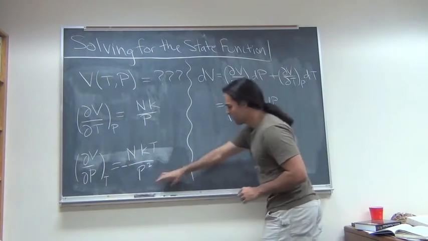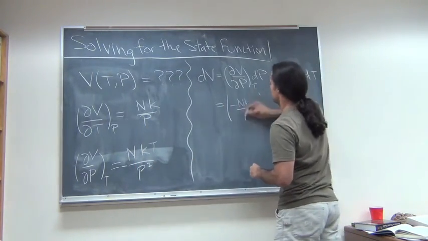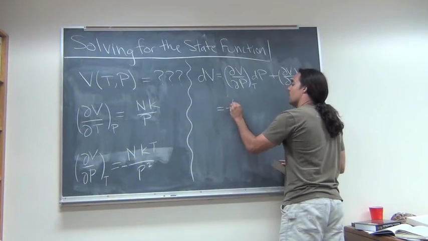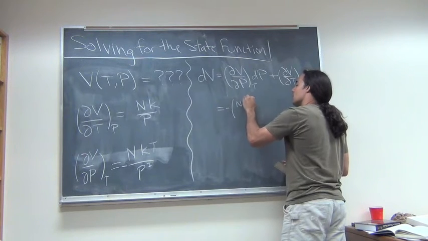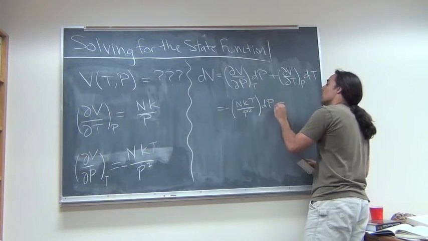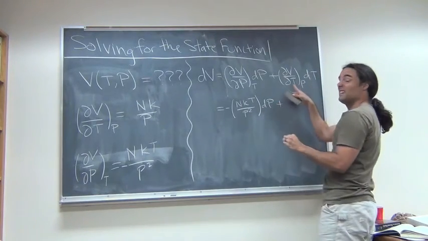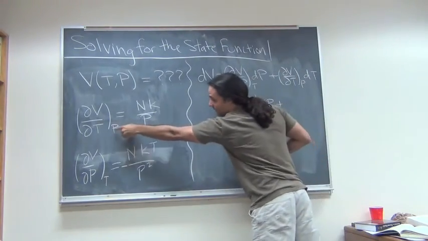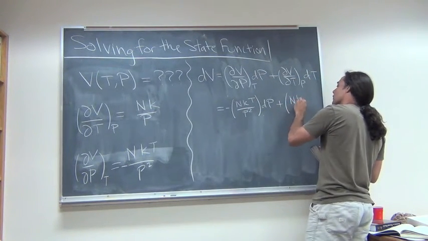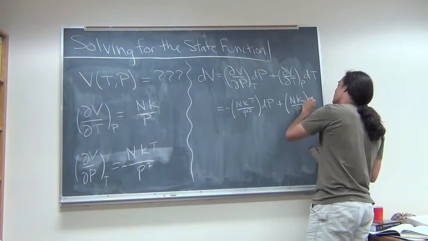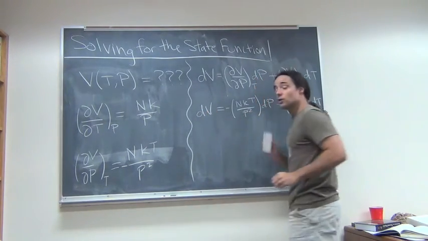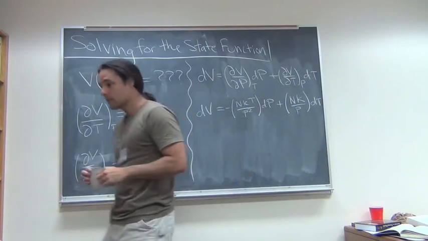That'll be plus. Let me give myself a little bit more room here. Don't want to run out of space too quickly. Minus NkT over P squared dP plus dV dT at constant P. I've got my dV dT at constant P over here. That's just Nk over P dT. So the differential volume should be equal to that.